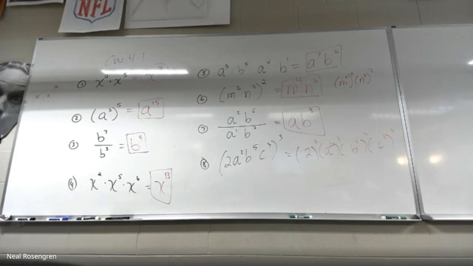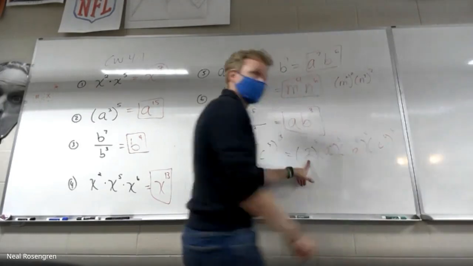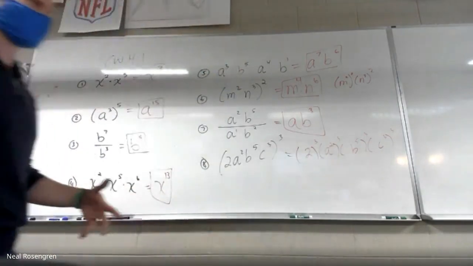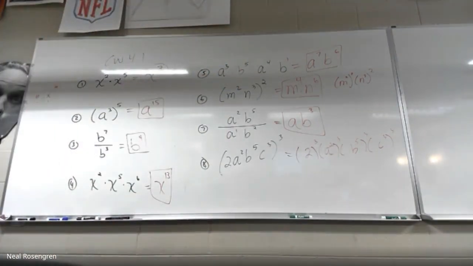Now, remember what we're doing: properties of exponents. This 2 is not an exponent. I know 3 is, of course, but that 2 right there doesn't have an exponent attached to it, so I'm not thinking about finding a shortcut. That's just 2 to the 3rd.